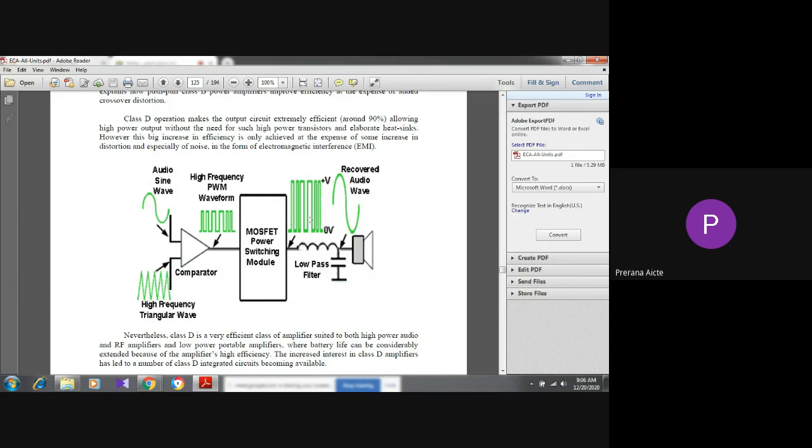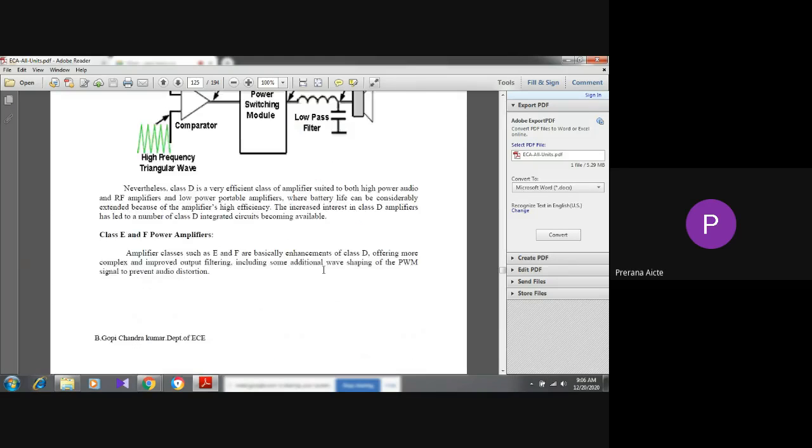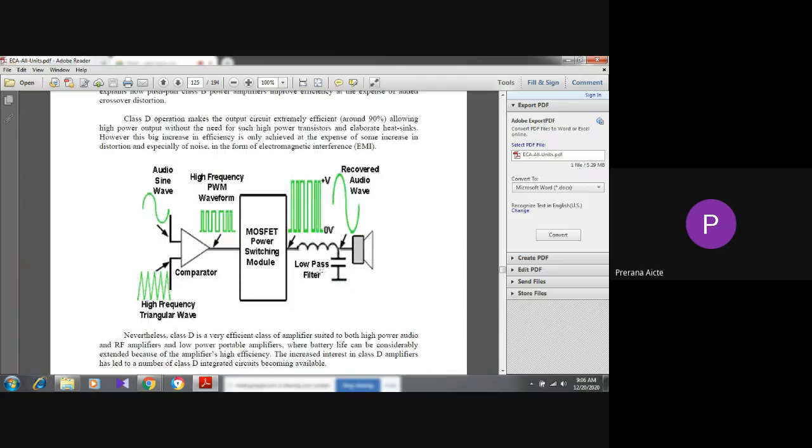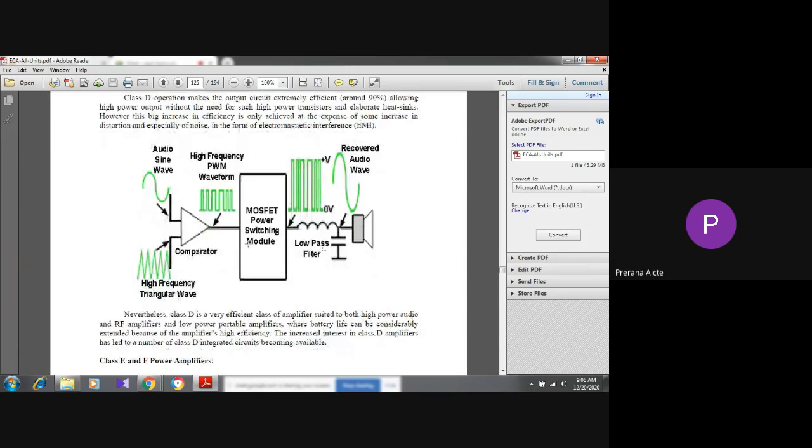And the output stage has the inductor. This is the output of this MOSFET. Then we are using a low pass filter, that means it allows only low frequencies and blocks high frequencies to the loudspeaker. So see this theory and figure.